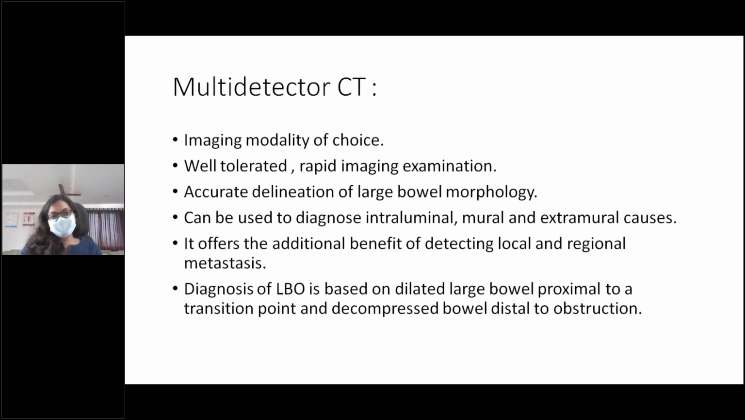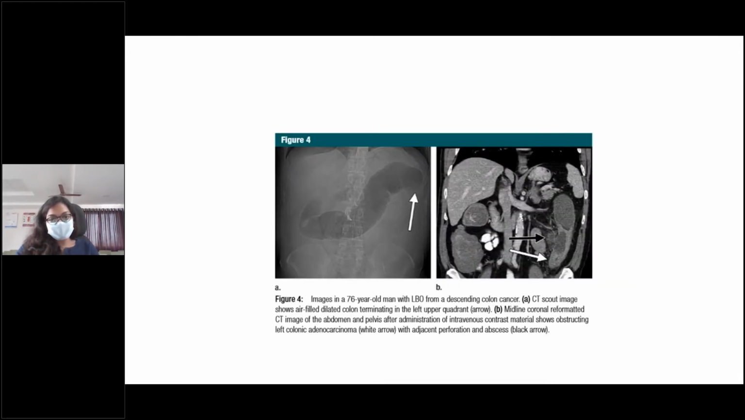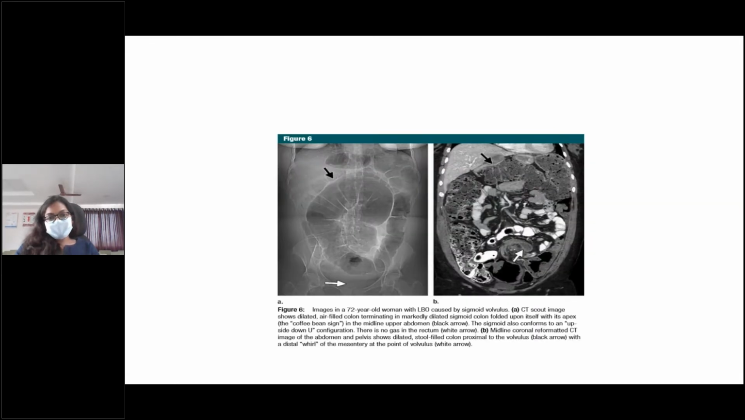Coming to the MDCT, it is an imaging modality of choice. It is well tolerated and rapid. It can be used to diagnose the intraluminal, mural, and the extraluminal causes of the obstruction. Diagnosis of large bowel obstruction is based on dilated large bowel proximal to the transition point and decompressed small bowel distal to the obstruction. In these images, we can see the large bowel obstruction dilated.